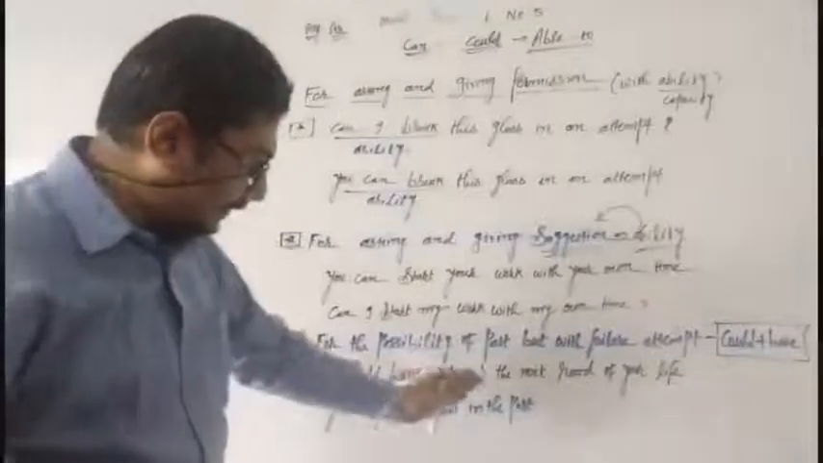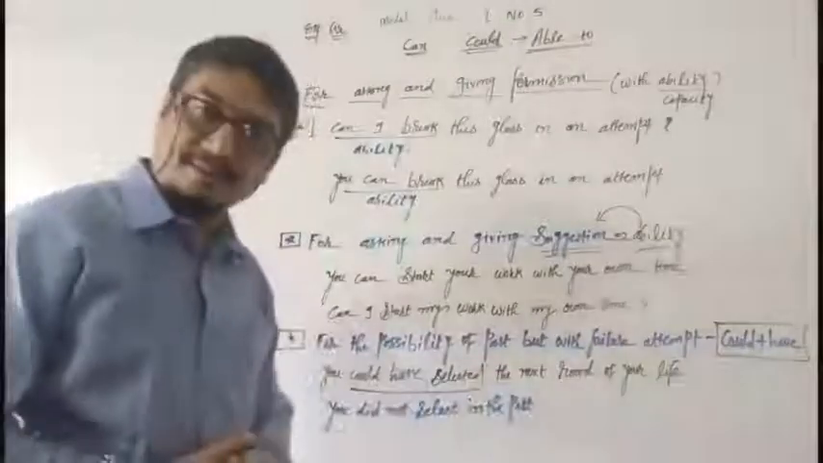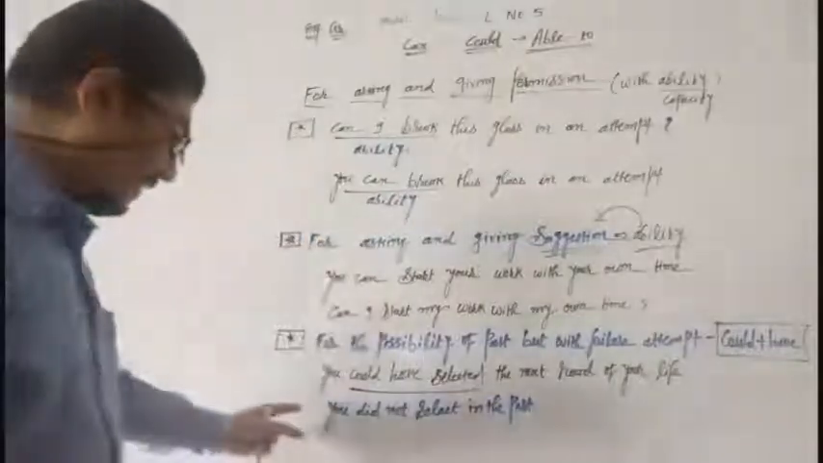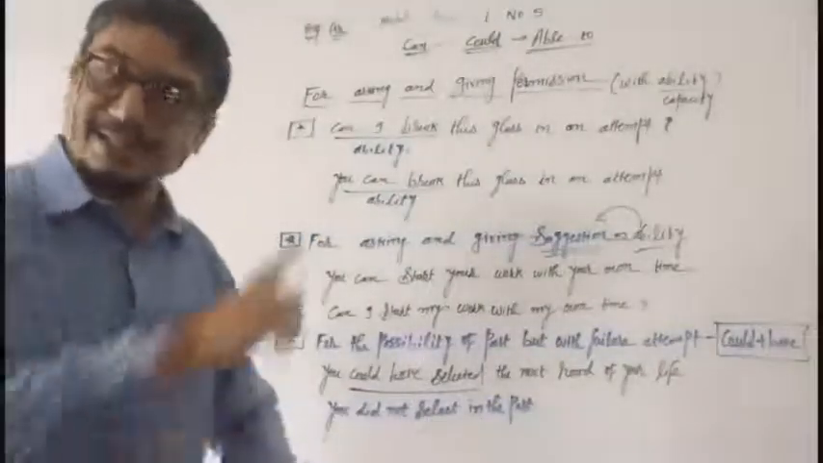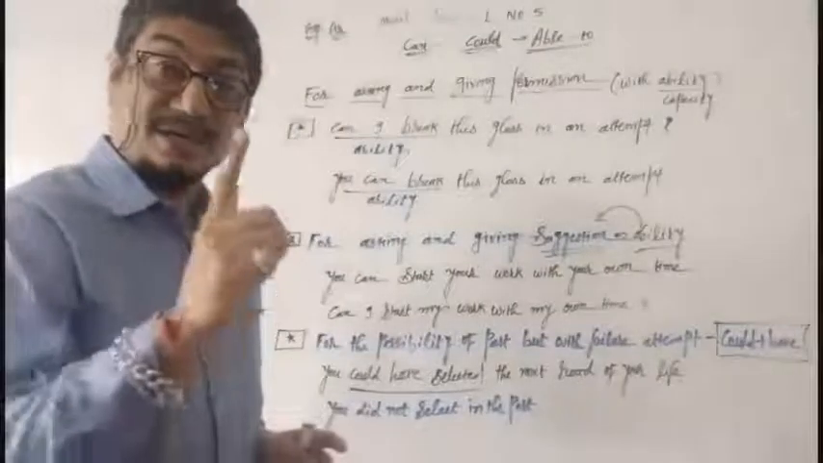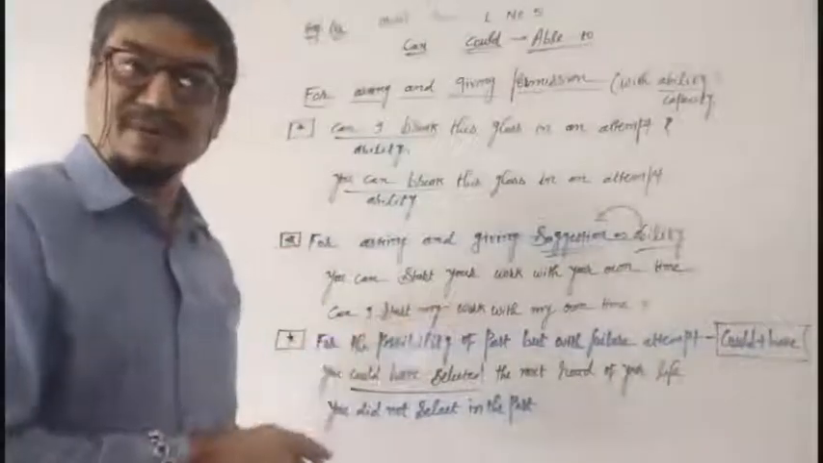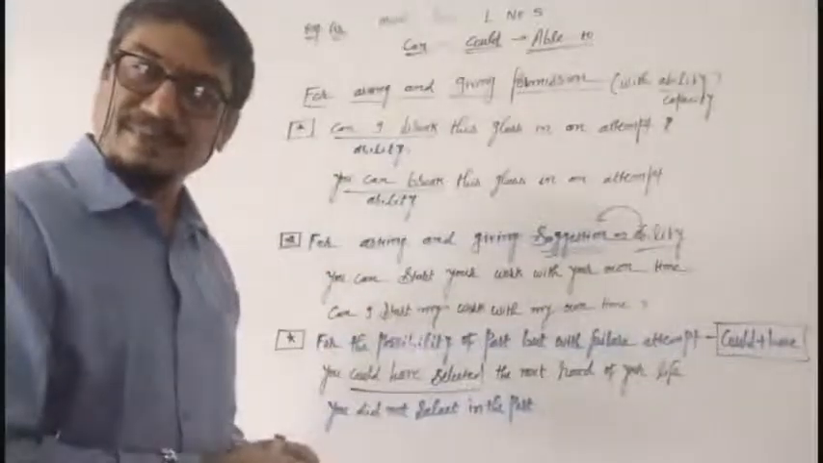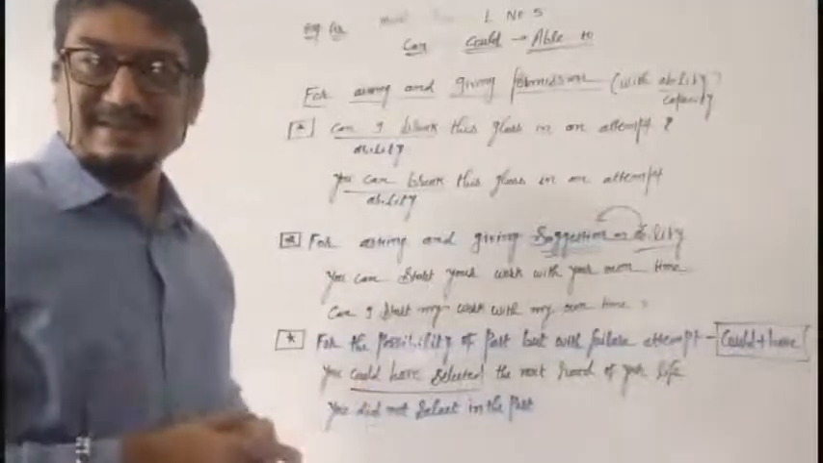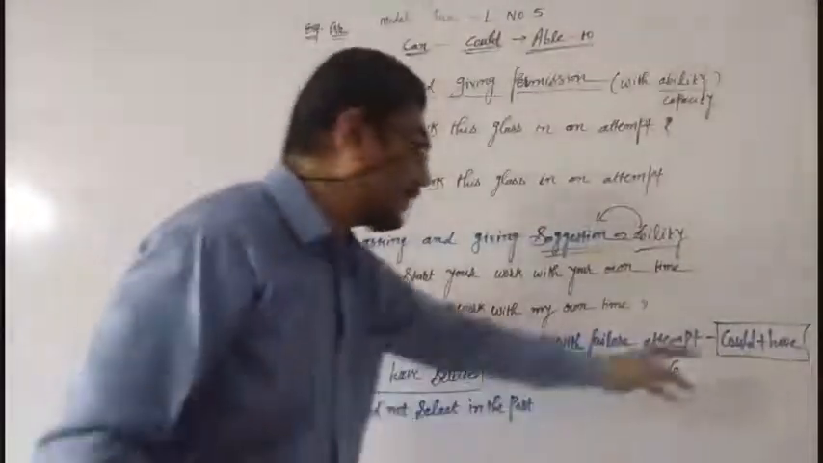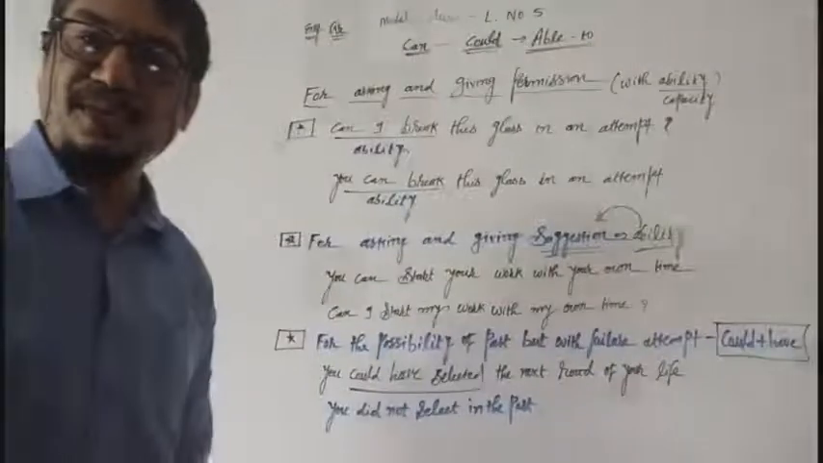You could have selected the next road of your life. You could have selected it. But the thing is what? You did not select it in the past. You could have selected it, but in fact, you remained on the same road of your life. You were on the same stream of your life. This is the fact. This is the special use and usage of could have.